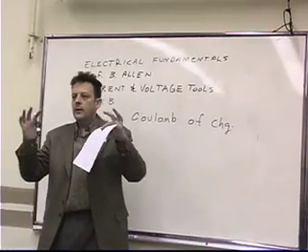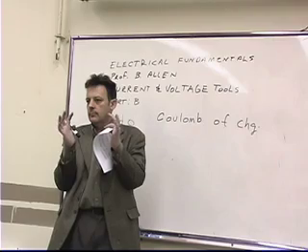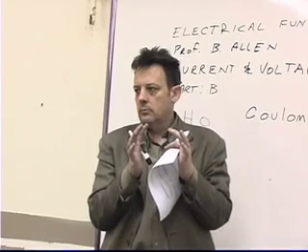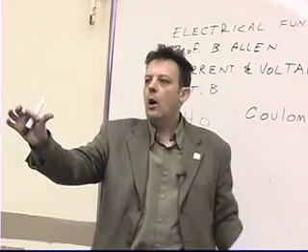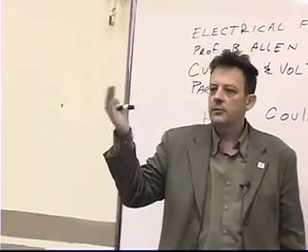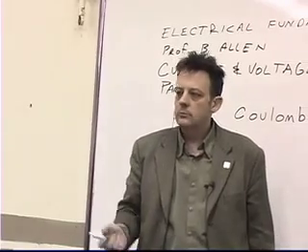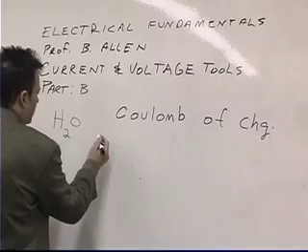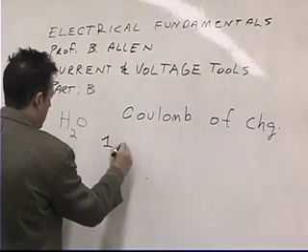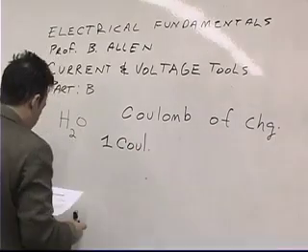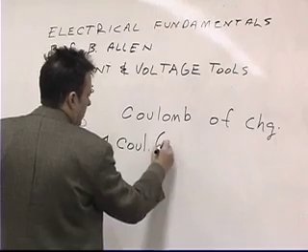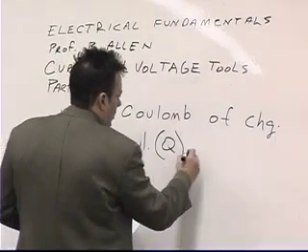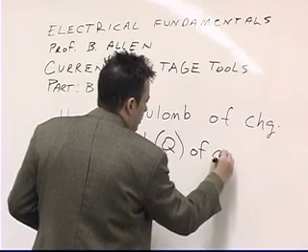A coulomb is a quantity of charge. A cup is a quantity of water. If I tell you I'm going to give you 1 cup of water, you can kind of visualize that. You've seen it before, and you know how much you're going to get. Okay? 1 coulomb, check out these numbers. 1 coulomb, I'll just abbreviate COUL. It's also abbreviated as a capital Q in a lot of books and manuals. 1 coulomb of charge.